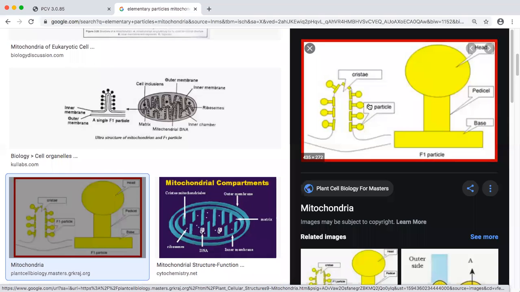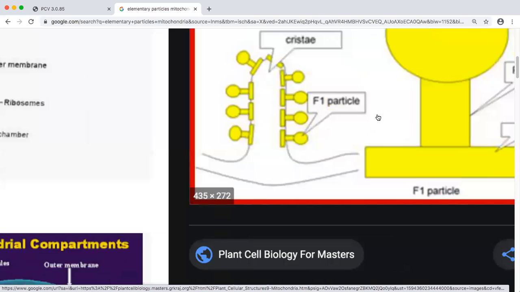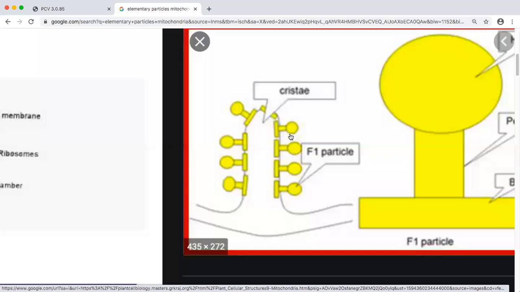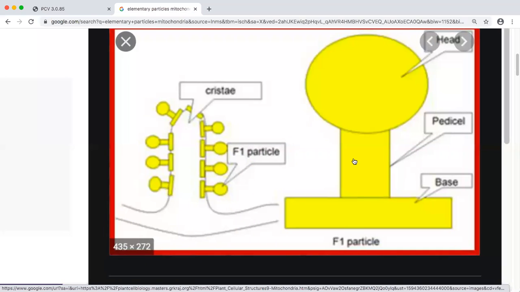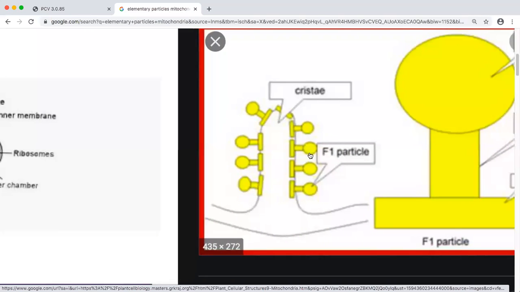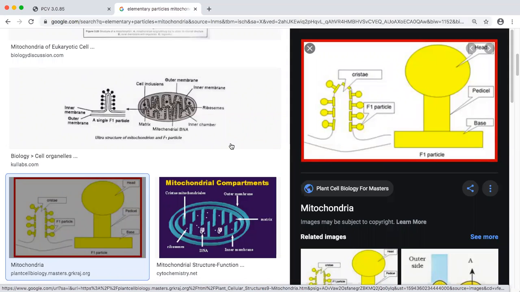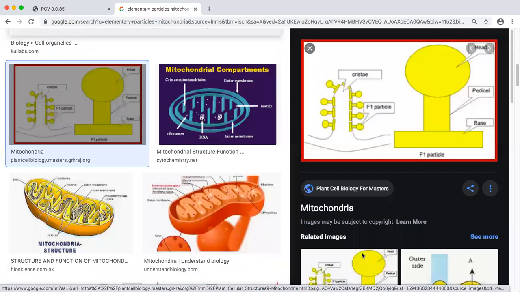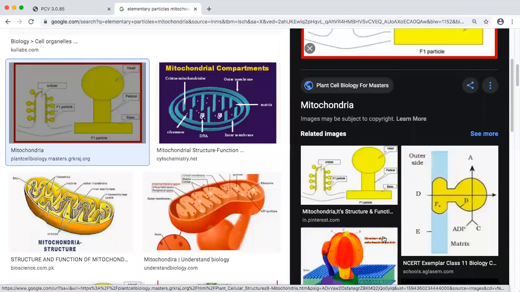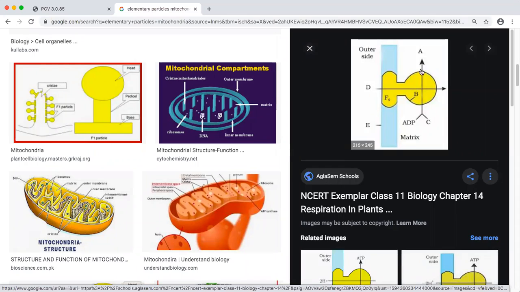you have this crista, you are able to see that these things are attached. This is what we call as the F0, F1 particle. What is this F0, F1 particle? These are the ones which we call as ATPase. What is the meaning of ATPase? It is an enzyme which is useful for producing ATP. You see this diagram, you will be able to understand.